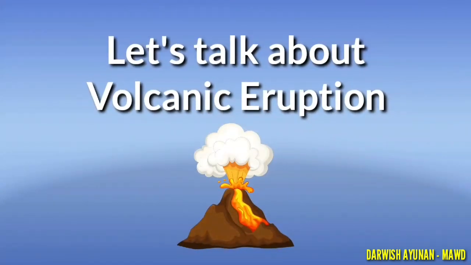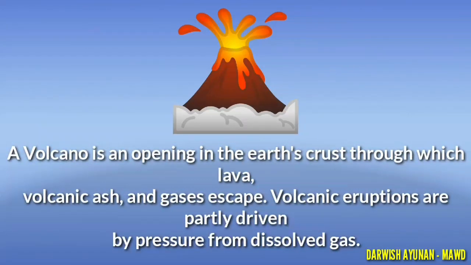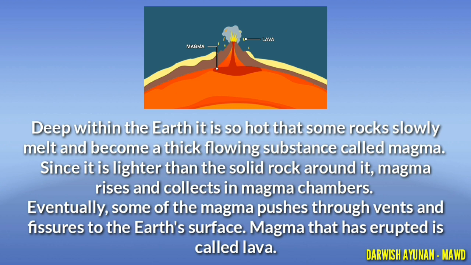Let's talk about volcanic eruption. A volcano is an opening in the Earth's crust through which lava, volcanic ash, and gases escape. Volcanic eruptions are partly driven by pressure from dissolved gas. Deep within the earth, it is so hot that some rocks slowly melt and become a thick flowing substance called magma. Since it is lighter than the solid rock around it, magma rises and collects in magma chambers. Eventually, some of the magma pushes through vents and fissures to the earth's surface. Magma that has erupted is called lava.